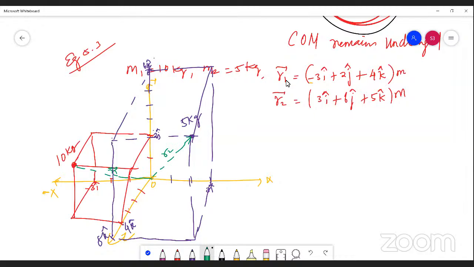This diagram seems to be somewhat complex, but it is not actually complex, it's very simple. It indicates that the two masses, 10 kilogram and 5 kilogram, are at these positions. You are asked to find the position of the center of mass from the origin. So, what is the position of the center of mass of these two masses, 10 kilogram and 5 kilogram? This is how the positions of the masses are placed.